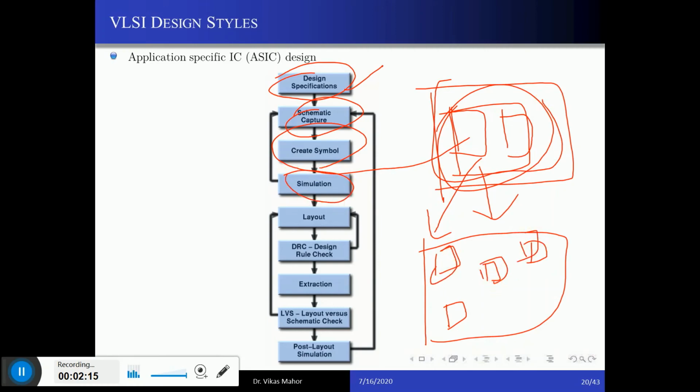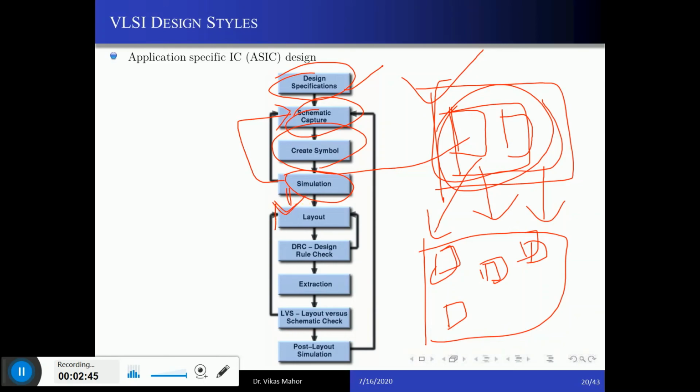Fine. Then we do the simulation. Simulation means check the functionality of the circuit, verify the functionality of the circuit. So when the functionality of the circuit is correct, then you go to the next step. Otherwise you go back to the schematic. That means there is some problem in the design, there is some problem in the schematic, so you again go to the second step, do this schematic design again, then again create the symbol if there is a problem. Otherwise you go to the next step.